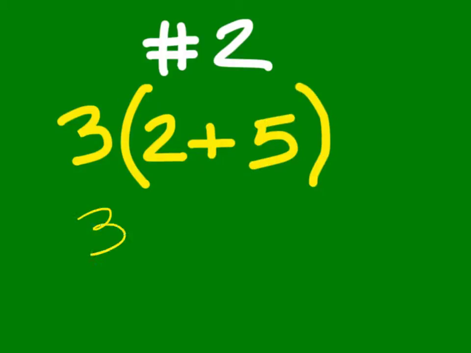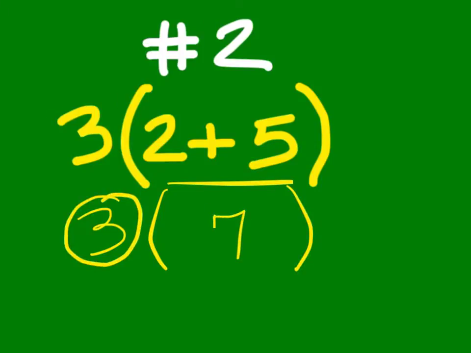On this problem, you have to do the 2 plus 5 first, which is 7. And then anytime you have a number up against a set of parentheses like this, that means times. So 3 times 7 is 21. Number 3.